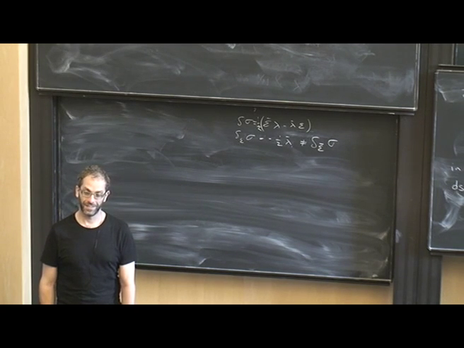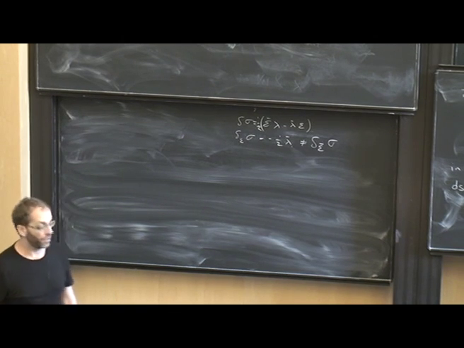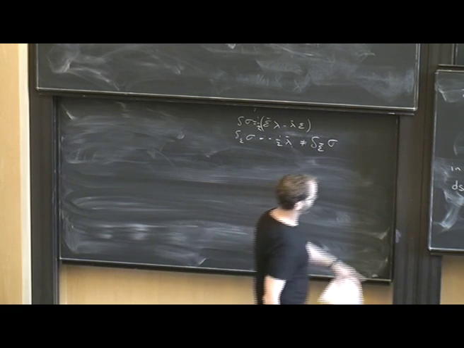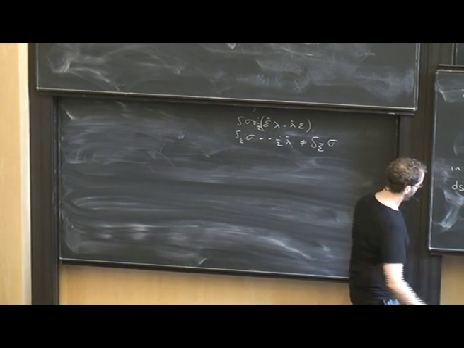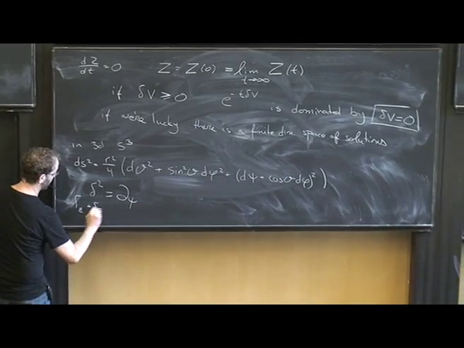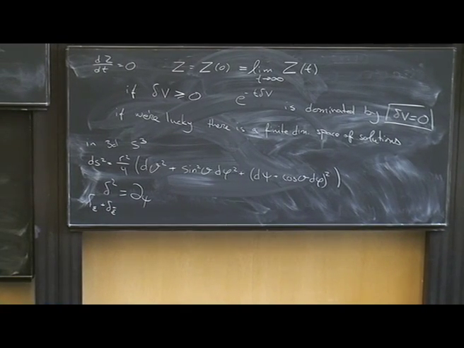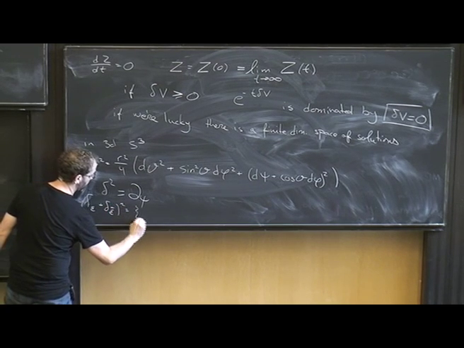So delta epsilon squared is zero. Yes. But delta epsilon bar, delta epsilon... No. Delta epsilon bar delta epsilon is a commutator. So the variation that I'm doing is delta epsilon plus delta epsilon bar. But then this square is the anti-commutator.